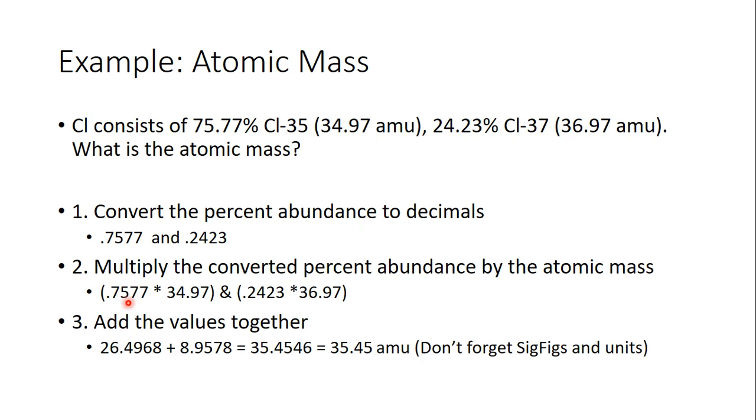So this first equation gives us 26.4968. The second equation gives us 8.9578. We add them together to get 35.4546. But we have to be aware of sig figs and units. So this answer comes out to 4 sig figs. And the unit is either atomic mass unit or daltons.